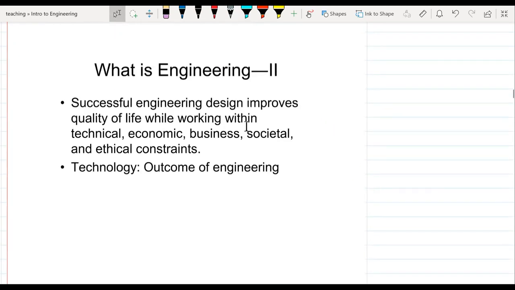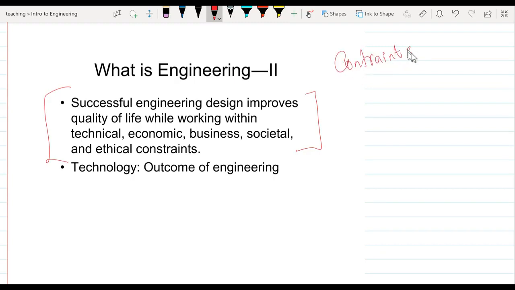And then we are also asking ourselves again, what is engineering? And we are saying that successful engineering design improves quality of life while working within technical, economic, business, societal, and ethical constraints. So in our earlier slide, we said that an engineer makes products under certain constraints. We don't just make products for the sake of making them. So we have constraints that we must observe.